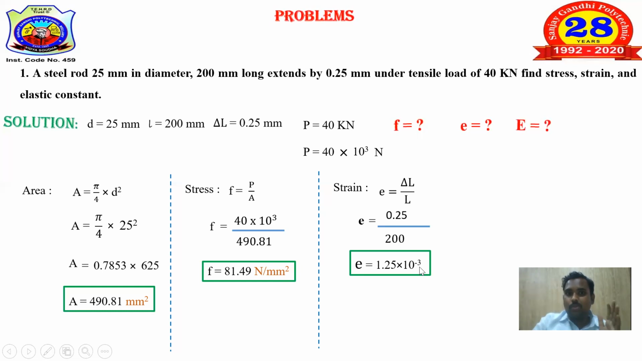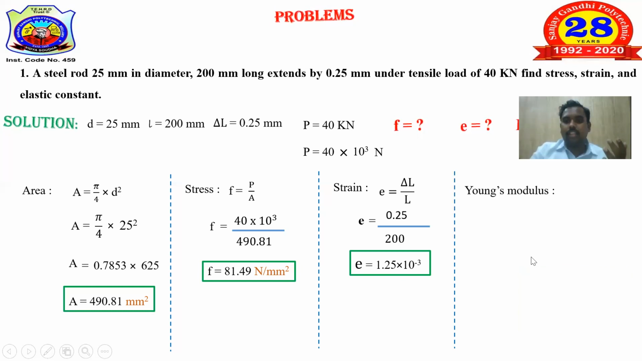What about units? Students, strain has no units. It's very important. Strain has no units. It has only the value, that is e equals 1.25 into 10 power minus 3. Okay, so we have completed the 3 steps. What's the next step? That is Young's modulus. The formula for Young's modulus is E equals F by e. Students, once you write the formula, just check whether we can solve for that formula or not.